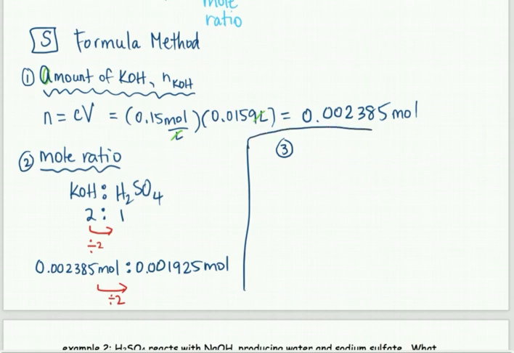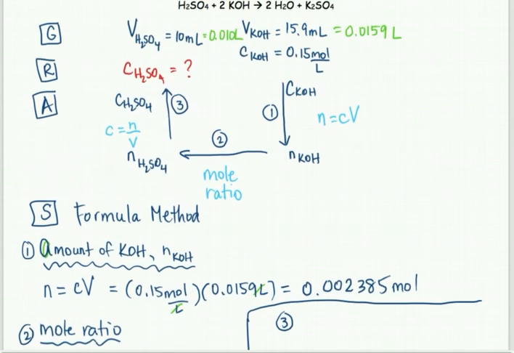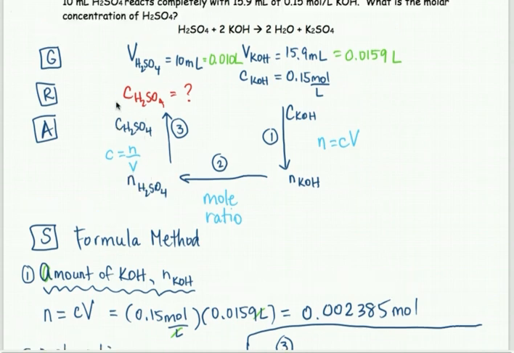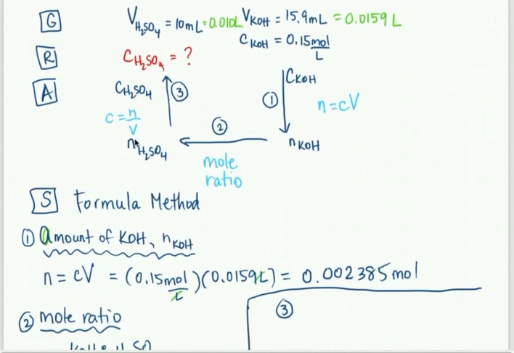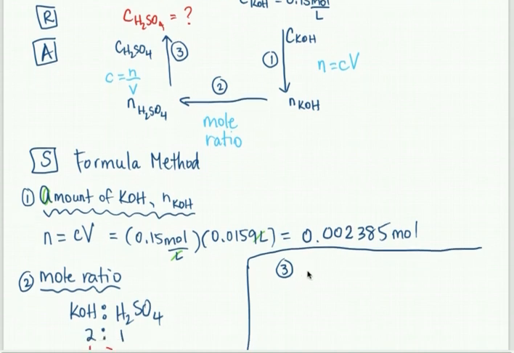Okay, so that's the last step of the box here. Now that we have the amount of sulfuric acid, we're going to go up and find the concentration of sulfuric acid, because that's what we need to find. So we're going to use the C equals N over V formula. Okay, so now we're at the concentration of sulfuric acid.